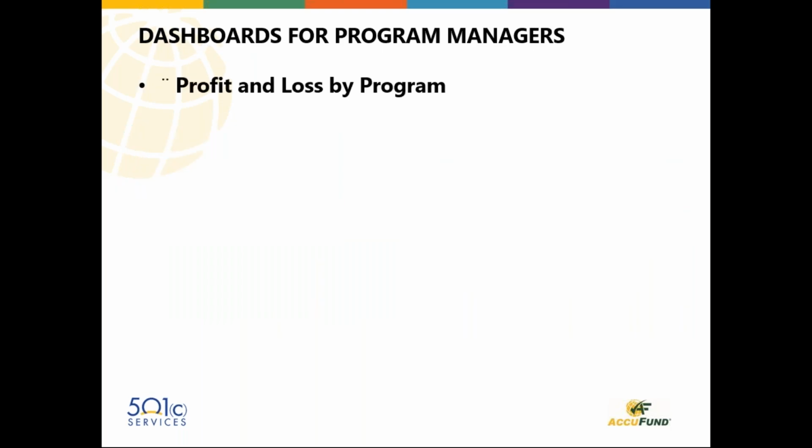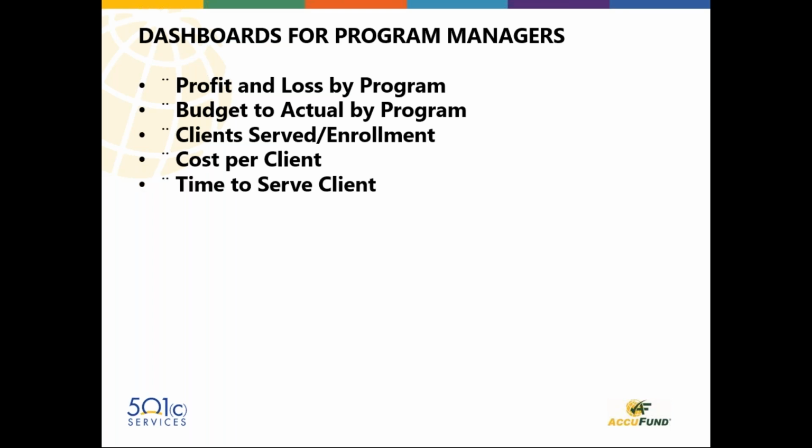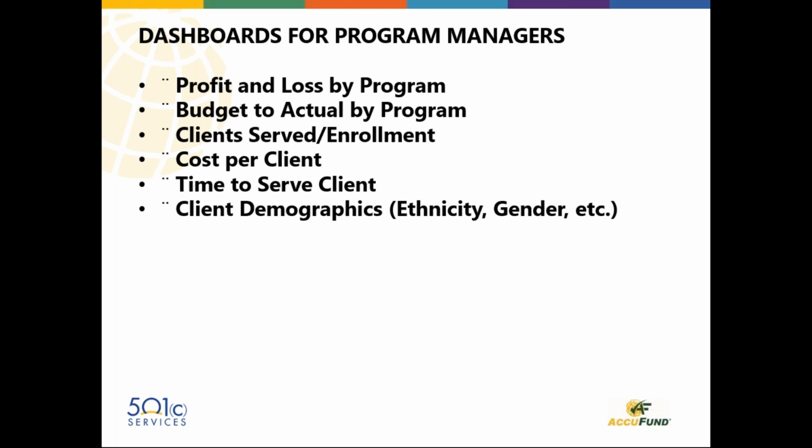Program managers. So what would be good for a program manager to see? Profit and loss by program, budget to actual by program, by their program, I mean. Clients served and enrollment goals, cost per client. How much is the client costing us this year compared to last year? Time to serve client, maybe. Client demographics, ethnicity, gender, etc. If you have to keep an eye on that. Staff levels per client.